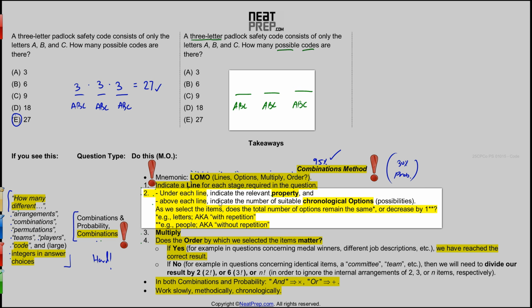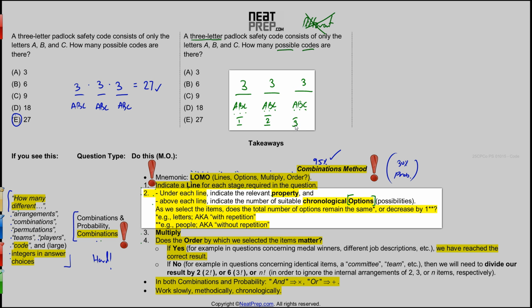Above each line, we indicate the number of suitable chronological options. Since the first letter may be either A, B, or C, the number of suitable options here is 3. What about the second stage? Were we told that the letters need to be different from one another? No. In other words, chronologically, after we considered the first letter, as we arrive at selecting the second letter, we still have 3 options from which to choose: A, B, or C. The same goes for the remaining stage.